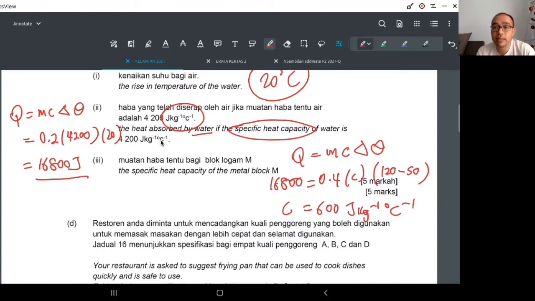So yeah, it's a much simpler question than previously. Last time they gave mc delta theta equals mc delta theta, so long. But now they break it up for you. They say, count the water first, and then after that, count the specific heat capacity of the metal block M. But the idea is this: no heat loss to the surroundings. 16,800 joules of heat in M, all transferred to water. Tiada yang kehilangan. Kita andaikan itu.